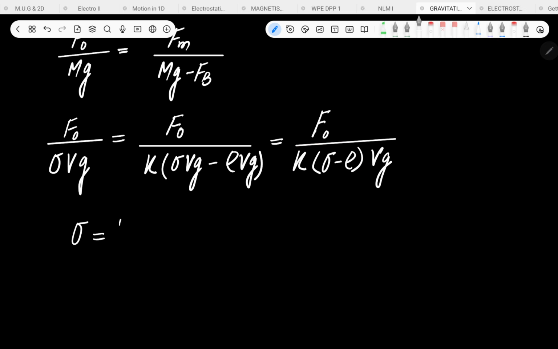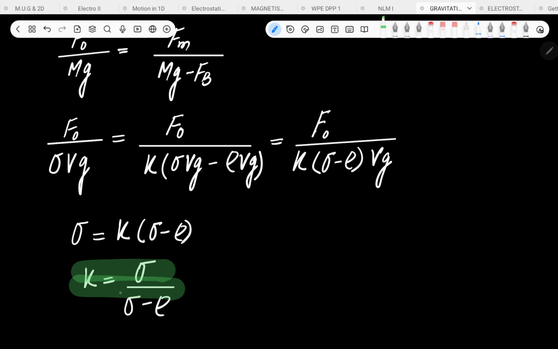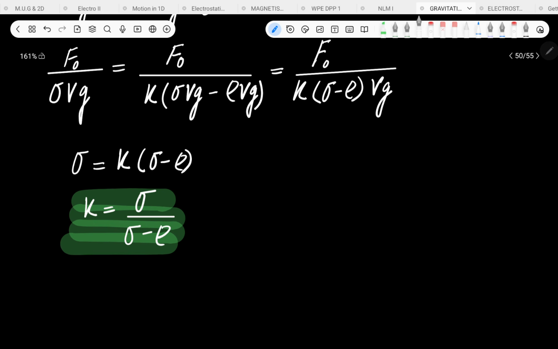So that means sigma is equal to K into sigma minus rho. And what about dielectric constant? So dielectric constant finally comes out to be sigma divided by sigma minus rho. Okay, so this is the final answer to this question, and I'm sure that this problem is absolutely clear to you. Now if for example in the question the value of sigma is given, the value of rho is given, you can put those two values in this equation which we have highlighted, and you will get the value of the dielectric constant.